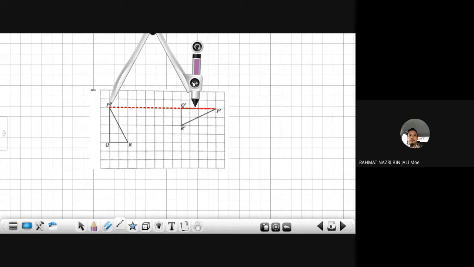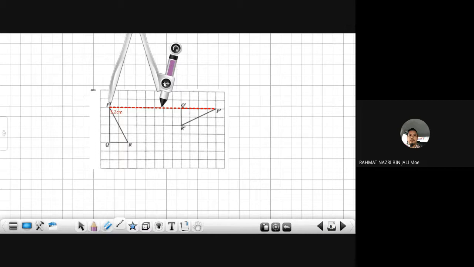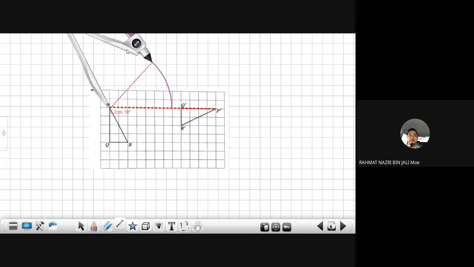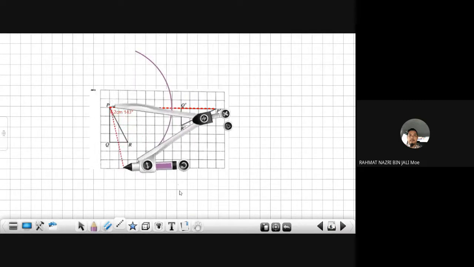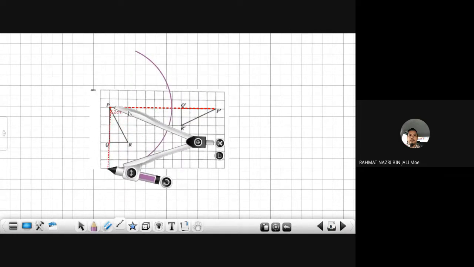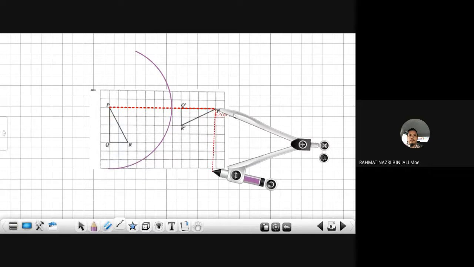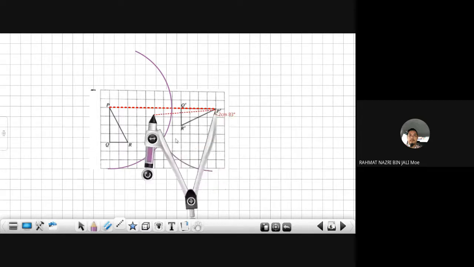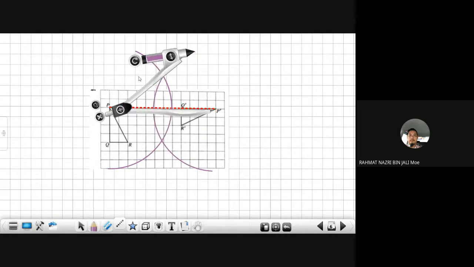Okay, and then open this compass, more than half of straight line. Di sinilah boleh ya. Dan saya draw up. Then the same opening, use the center P prime to draw the second arc. Jadi dapat macam ni.